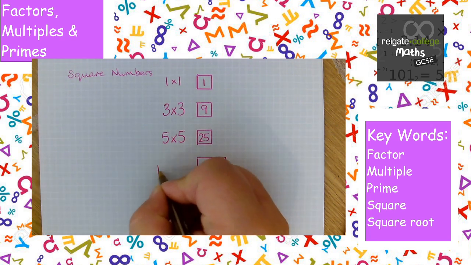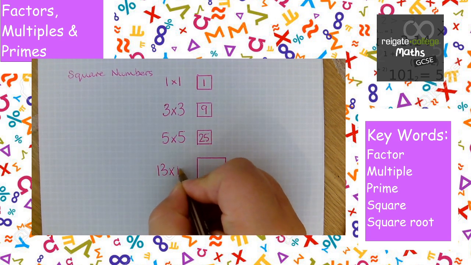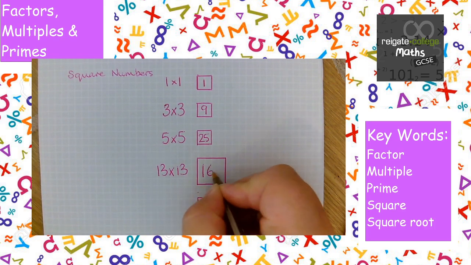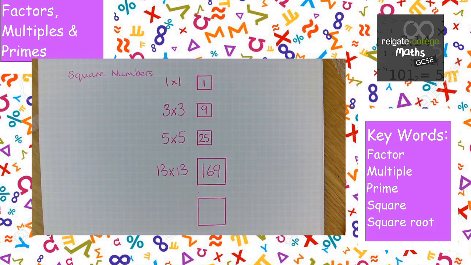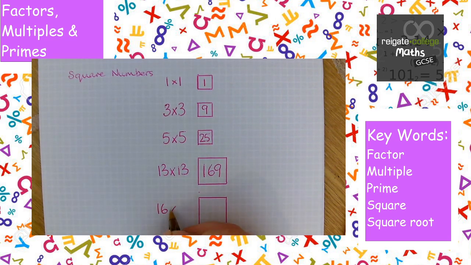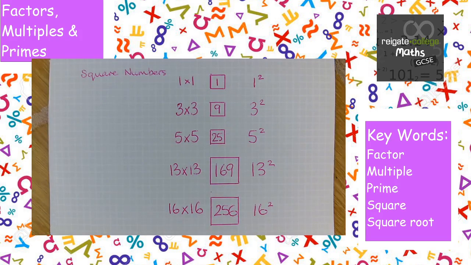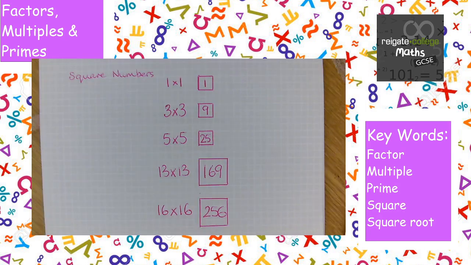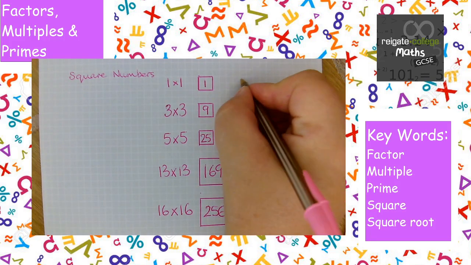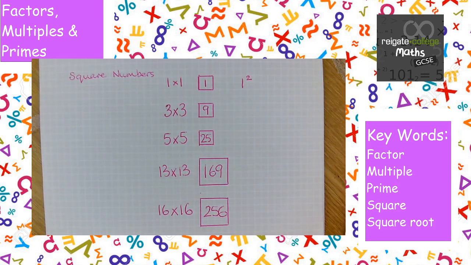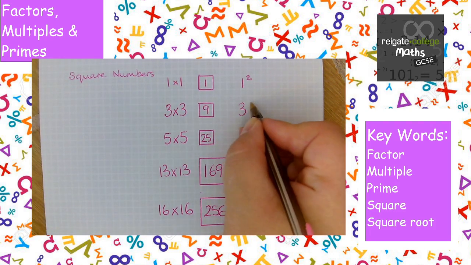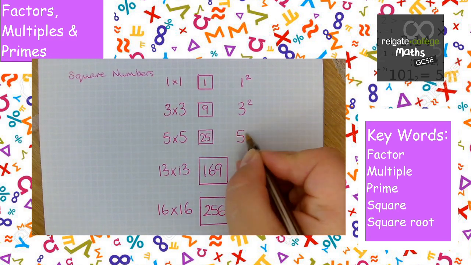But you can multiply any number by itself to achieve a square number. For example, 13 times 13 gives you 169. 169 is a squared number. You could go up as high as you like. 16 times 16 is 256, also a square number. I can write these sums in a different way. 1 times 1 is also 1 squared. 3 times 3 is 3 squared, and so on.